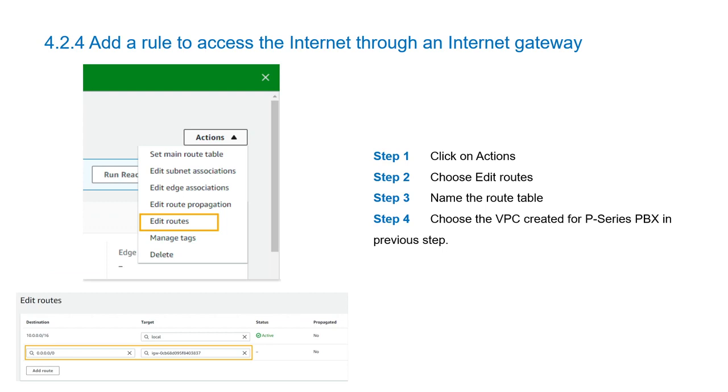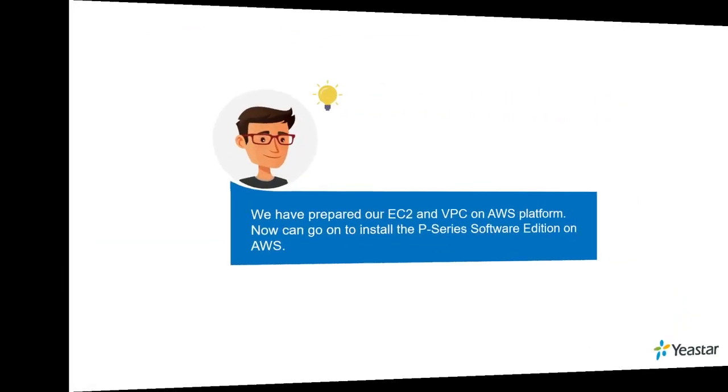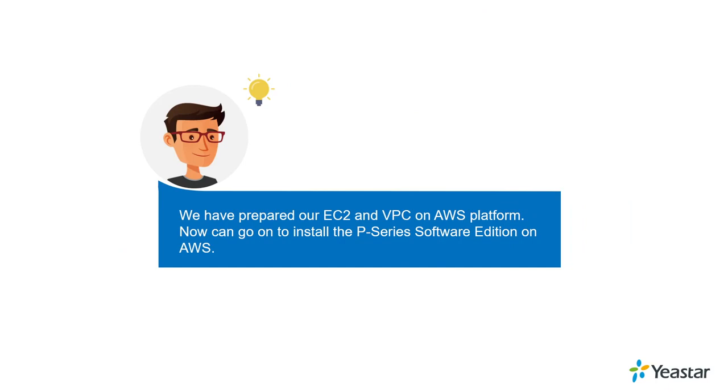The next step will be this: edit routes. We need to edit these particular routes. We already got the route table, then we just need to set a couple of routes there. Once we figure out the route settings, we need to associate this route table with the subnet for the P-Series Software Edition. Just make sure they're all associated with each other. Then that's it. This is how we prepared this VPC on EC2, on the AWS platform.